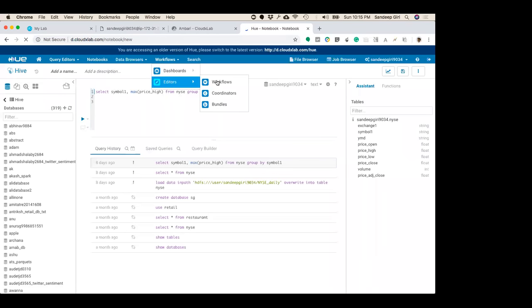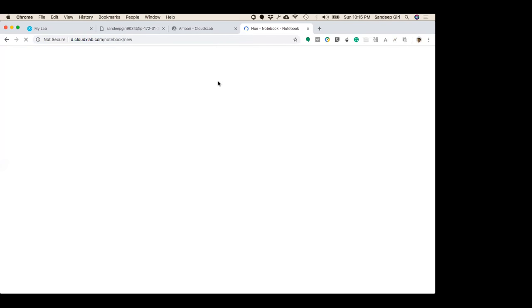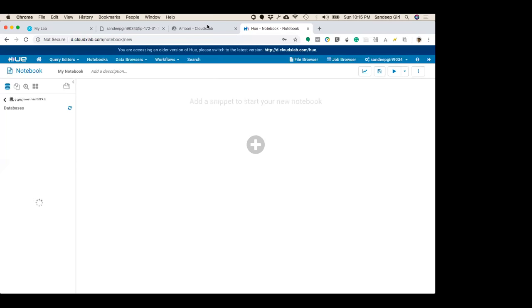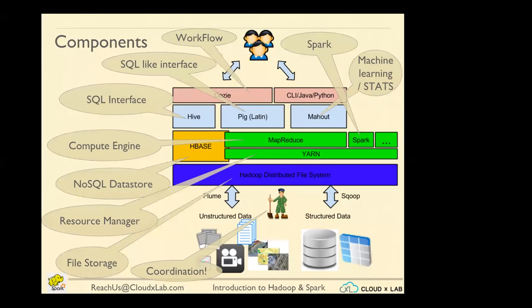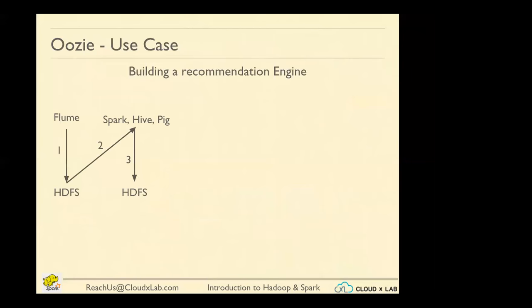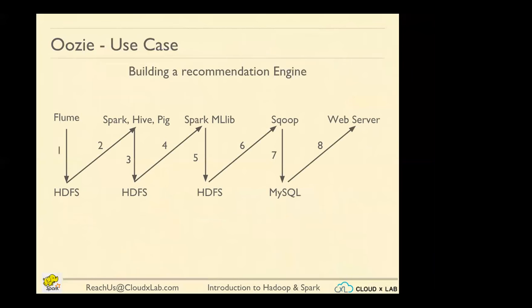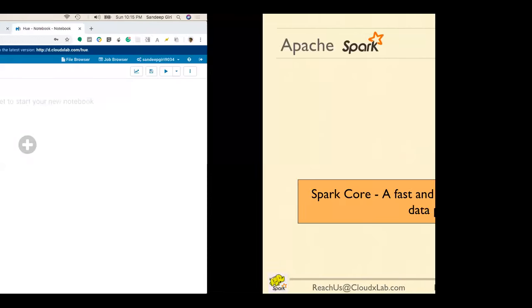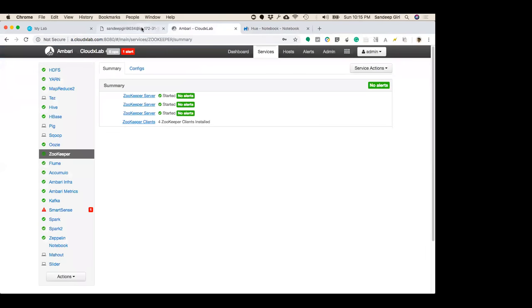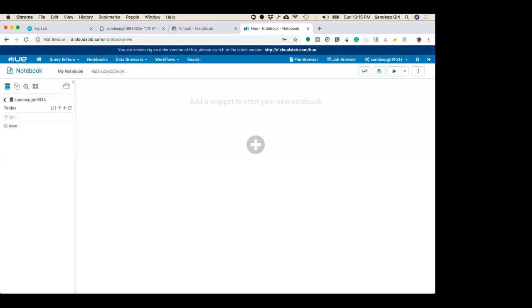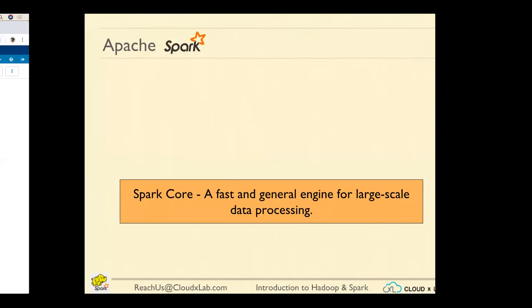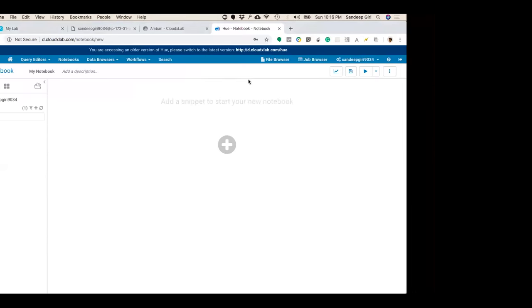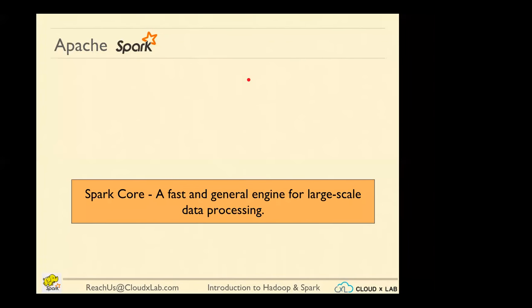From here, you can run the workflows. You can drag and drop and create this kind of workflow, by dragging various components and creating the sequence of activities. All right, so that was a quick overview of how the various components look. I'll walk you through Spark, but before that, let me answer your questions.